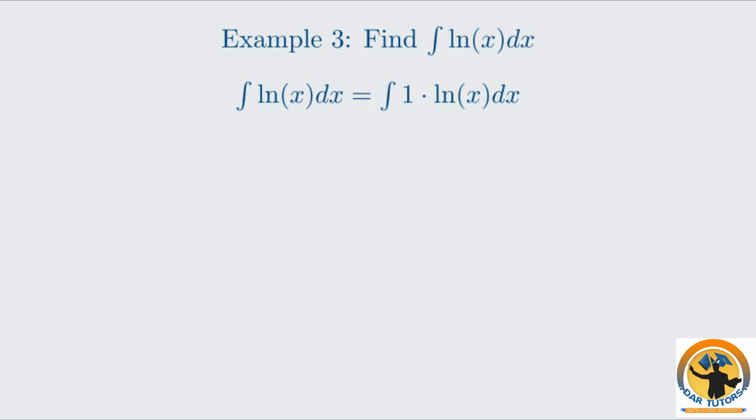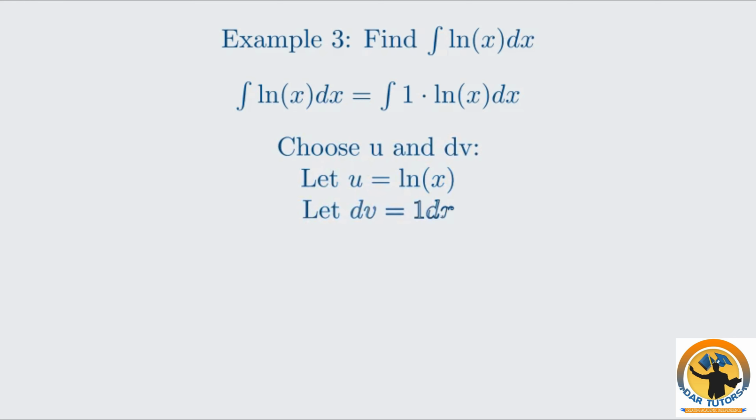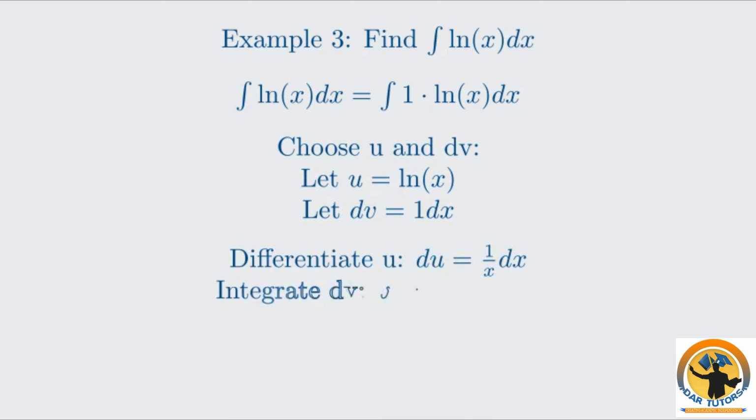Now we have a product. Let's choose our u and dv. We choose u equals ln x because its derivative is simpler, and dv equals 1 dx because it's easy to integrate. Differentiating u and integrating dv gives us du equals 1 over x dx and v equals x. Substitute these into the formula.